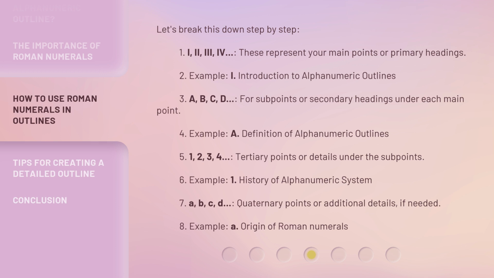5. 1, 2, 3, 4. Tertiary points or details under the subpoints. 6. Example. 1. History of alphanumeric system. 7. a, b, c, d. Quaternary points or additional details, if needed. 8. Example. a. Origin of Roman numerals.